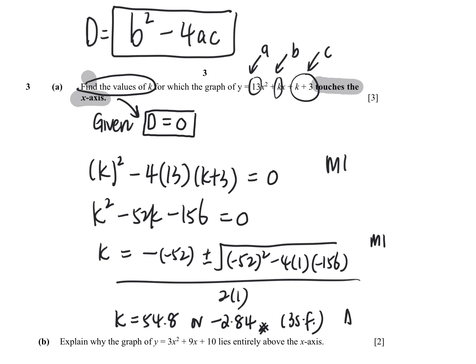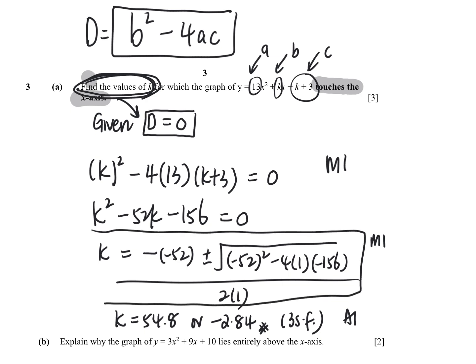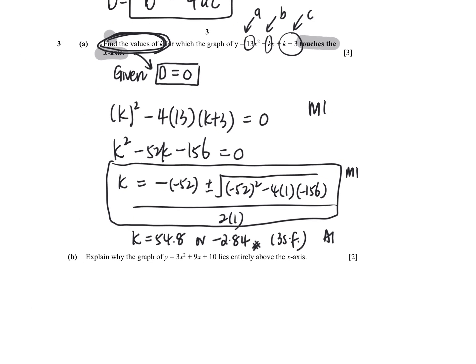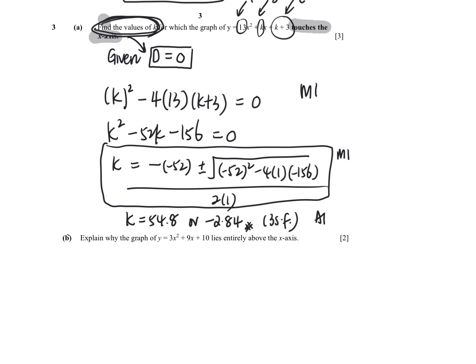So your answer mark is here. When you see find values of k, means you need to solve it. Some of you left it here. I don't know why, just don't want to give me the final answer. So two answers here. Make sure you leave both of them. Next one.